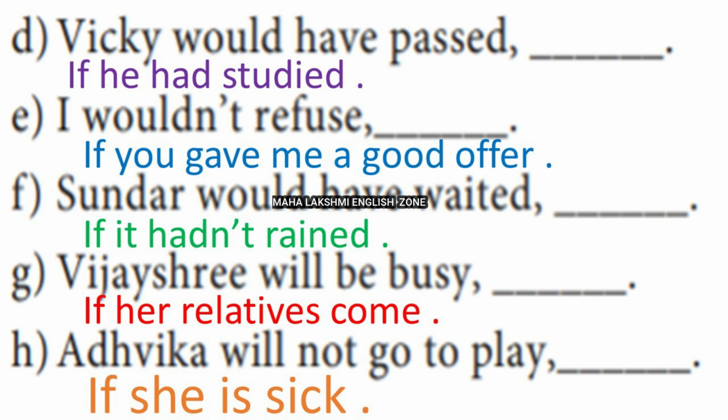Atvika will not go to play. So will go. Here will go is our main verb's tense, and our answer will be in the present form if she is sick. So sick is the adjective, and is is the verb here, and it is the present form. So will not, and the other form is.